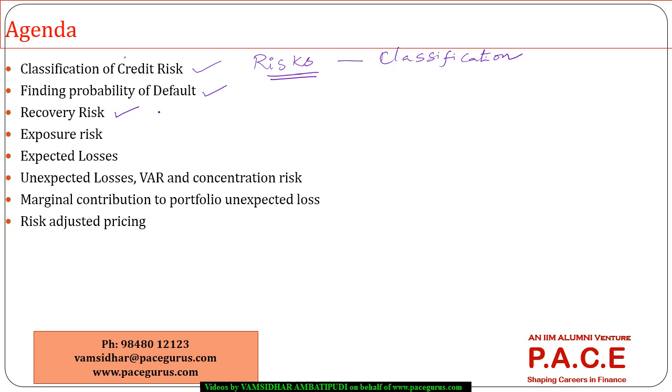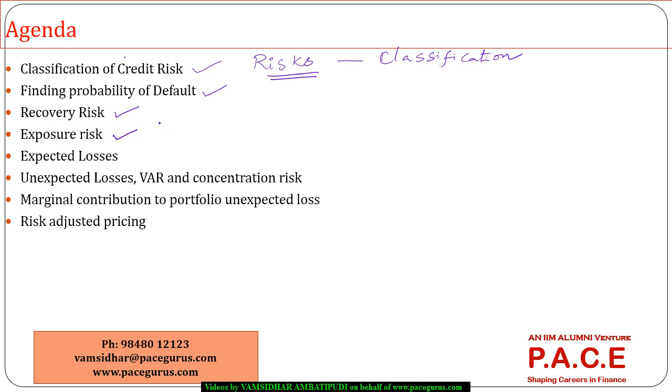Then comes recovery. When a default occurs, it may be possible that some amount can be recovered from the borrower. So only some amount will be at risk. That is what we are talking about, the recovery risk. What is the possibility of recovery and how much amount cannot be recovered from the borrower in case of default? So we'll spend some time to understand the recovery risk.